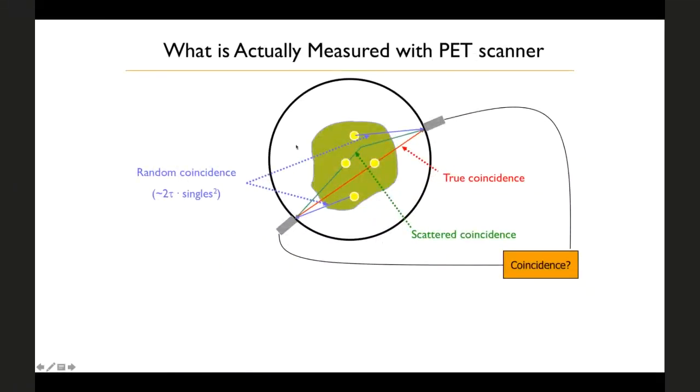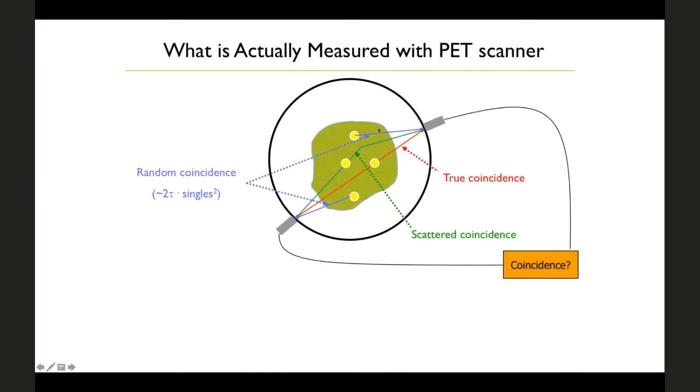So looking at our ring detector, and looking at two detectors, what we were hoping to measure are what are called true coincidences, where there was an annihilation event, we had two oppositely directed photons, and both of them ended up being detected. Unfortunately, that's not all that we measure. Each of these detectors receives photons from other events.